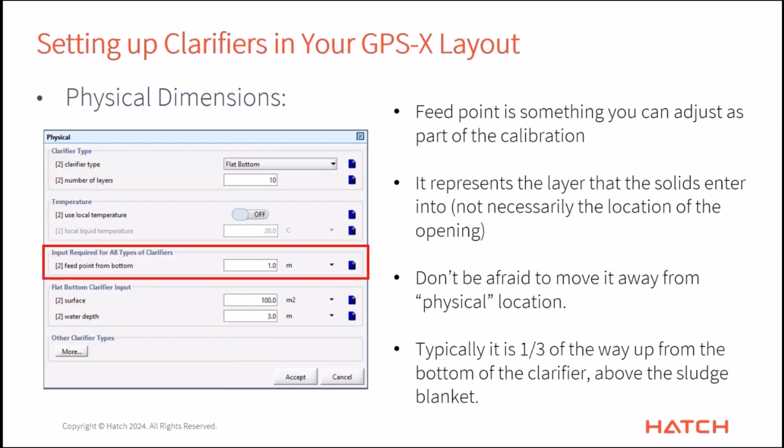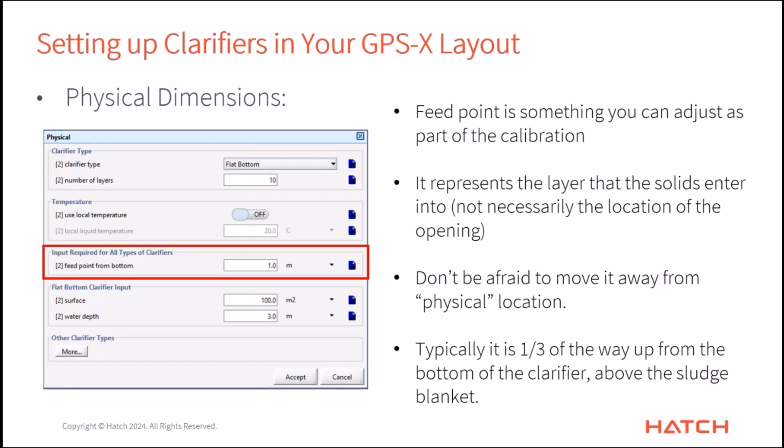Now, this one particular parameter I have its own slide for, because it is a pretty key one that I always want to make sure we touch on. The feed point from the bottom will determine which one of the 10 layers is the feed layer, right? So this is something that you can adjust as part of the calibration.